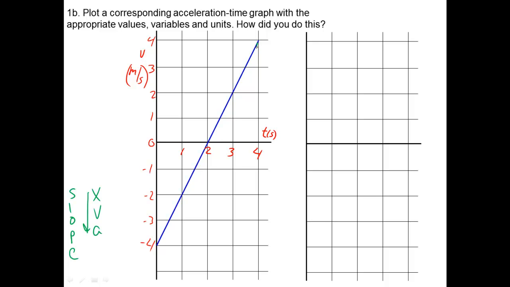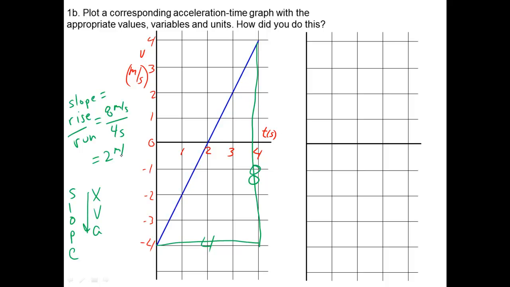Well, if I calculate out the slope, I've got to calculate out the rise versus the run. So the slope we know is the rise divided by the run. It looks like the rise is 8 meters per second and the run is 4 seconds, so I get a slope of 2 meters per second squared. And notice the slope is constant, and it's always constant from the 0 to 4 second mark.